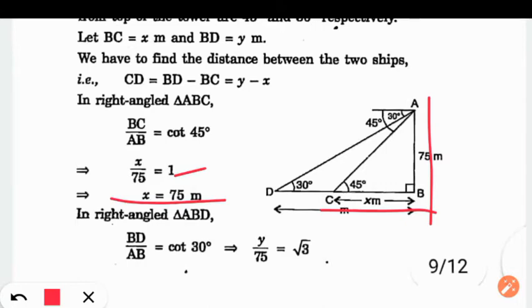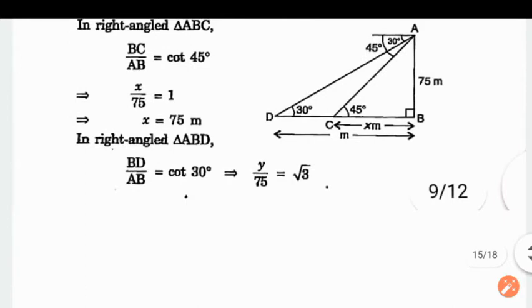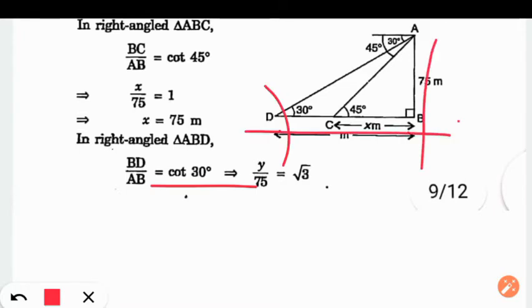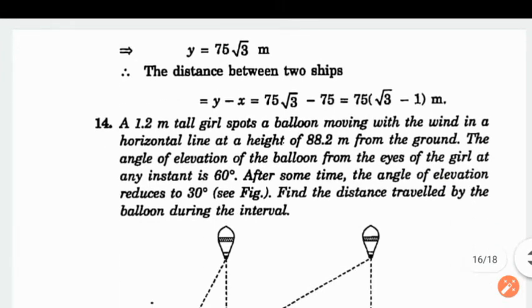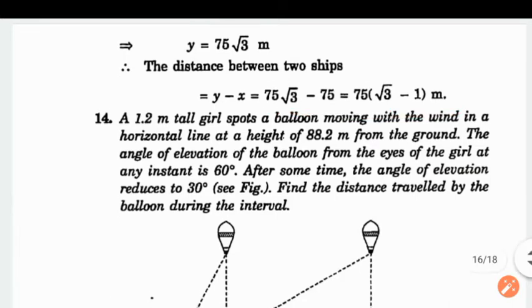Now if we use the bigger triangle ABD, cot of this angle, cot 30 degree, is equal to base by perpendicular, that is BD by AB. BD is y and AB is 75 by the question, and tan 30 degree is 1 by root 3, so cot 30 degree is the reciprocal of 1 by root 3, which is root 3. After cross multiplication we have y equals 75 root 3. Now the distance between the two ships is y minus x, here we have the result. Done. Now, question number 14.